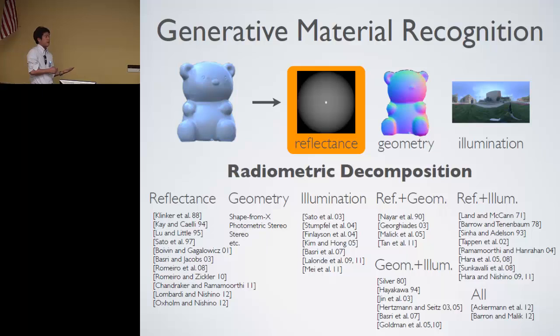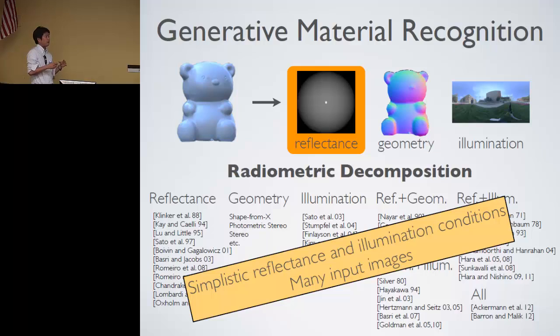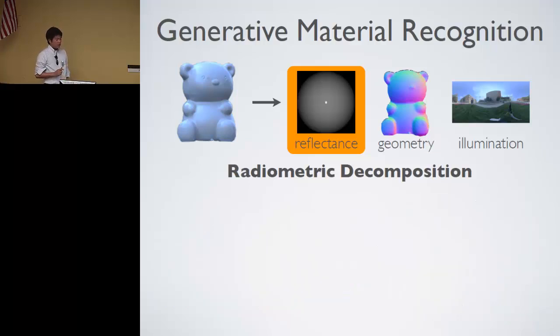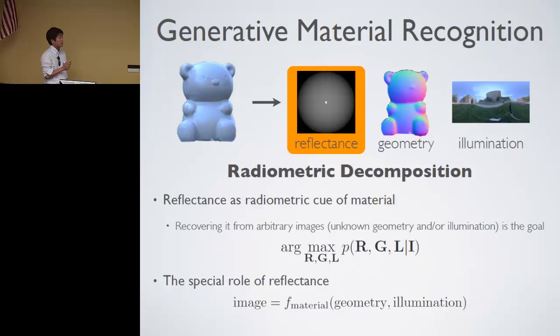But most of these works heavily rely on a very simplistic assumption about the reflectance, for instance Lambertian reflectance, which says that light is reflected uniformly in all directions regardless of the incident light ray direction, or instead require an impractical amount of input images. Now, what we really want towards generative material recognition is the ability to recover the reflectance, with potentially unknown geometry and illumination, from as few as a single image.